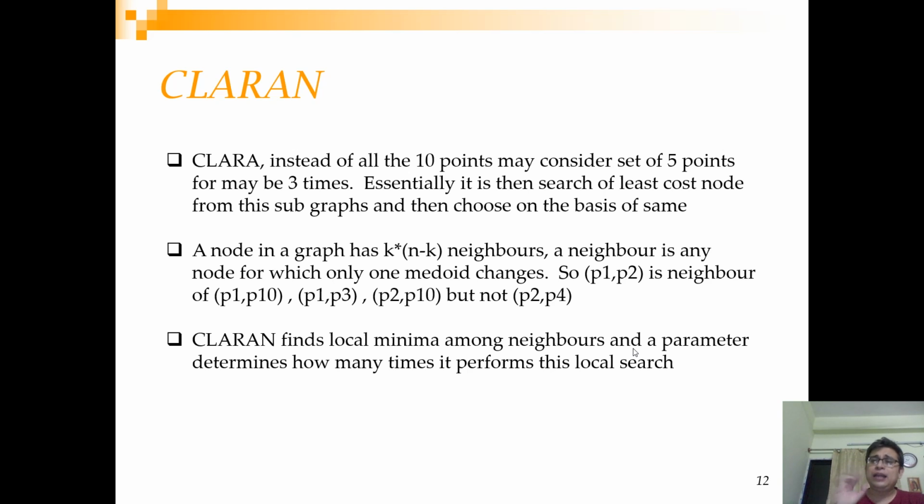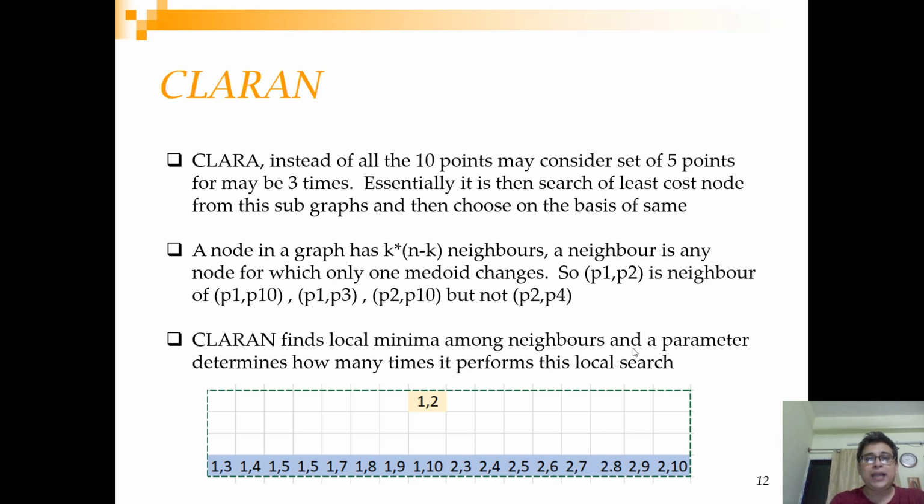Now, let's look at CLARANS. In CLARANS, you think of a node in a graph as having k times (n minus k) neighbors. What do I mean by that? Let's say your medoids, or your solution, is P1, P2. This means that out of these 10 observations, I have picked the medoids, or the solution, as 1 and 2.